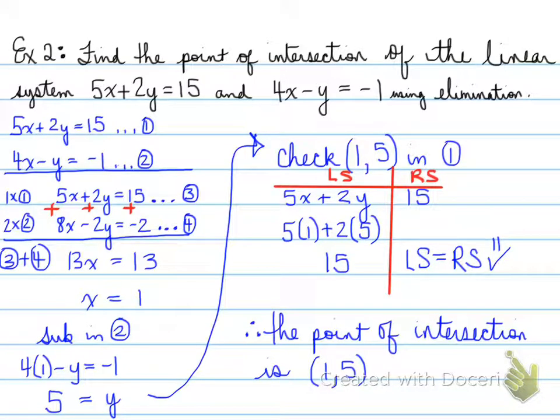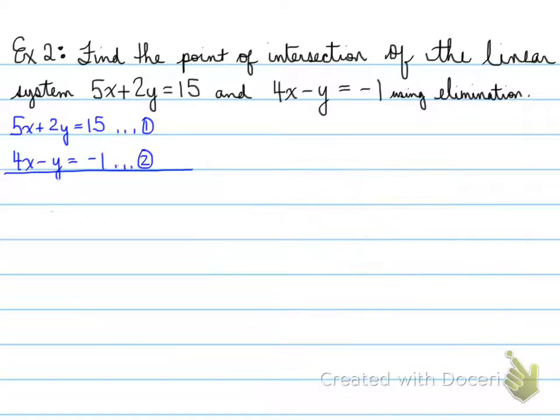Okay, folks, this is where we left off. So the point of intersection is (1, 5). Now let's look at doing this equation a different way. All right, here we go. Erase it all, and we start all over again. Why are we doing it this way?